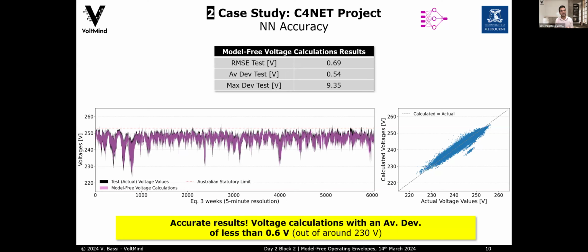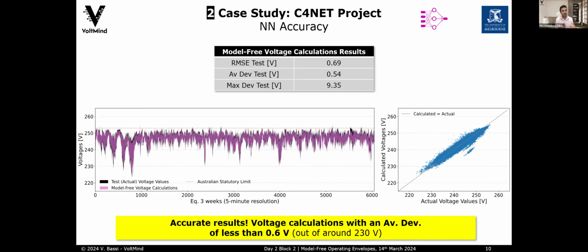On the right side, what you are seeing is a scatter plot where the y-axis corresponds to calculated voltages and the x-axis corresponds to actual voltage values. Note that the identity line in this plot represents what would be perfect calculations, it means calculated equals actual voltage values. However, due to noise and synchronization issues, we do not really expect all values to lie exactly on the identity line. Instead, what we expect are results to align with this line, which can be observed here. This means that the underlying physical relationships of the low voltage network are being captured.